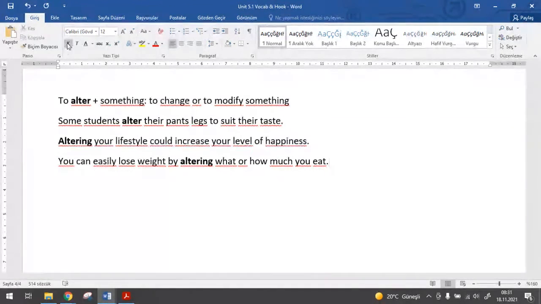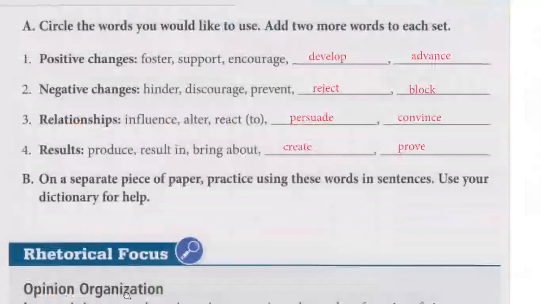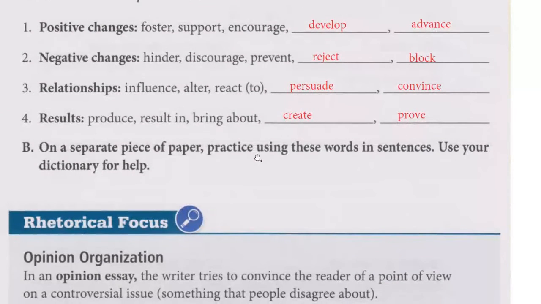So another nice word to understand and learn. What else is there? React, to persuade, convince. Do you know these words? Results, produce, result, and bring about. Actually, maybe let's take a look at this last one because this is about effects, causes and effects.